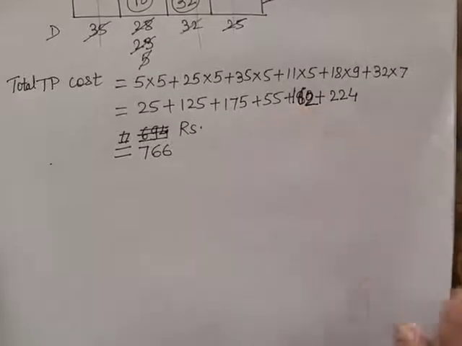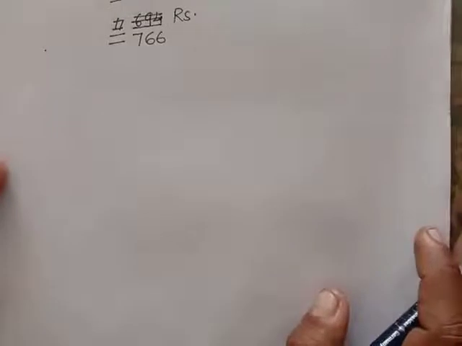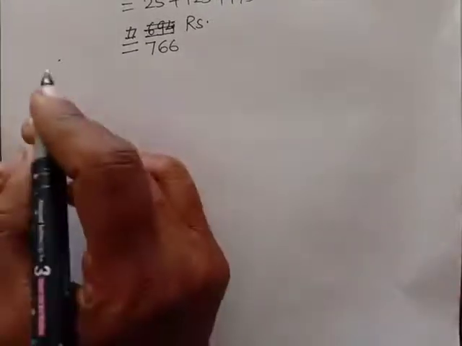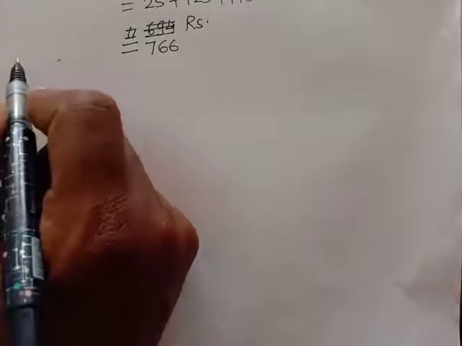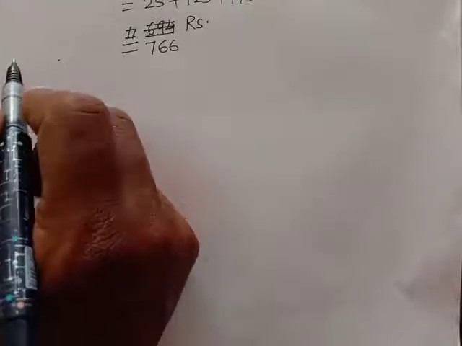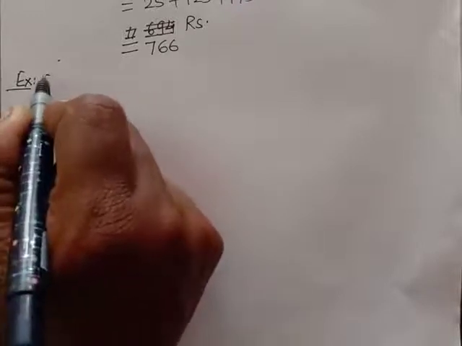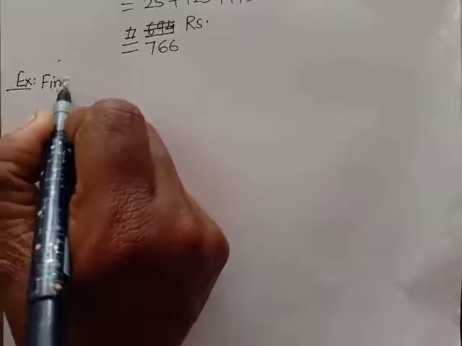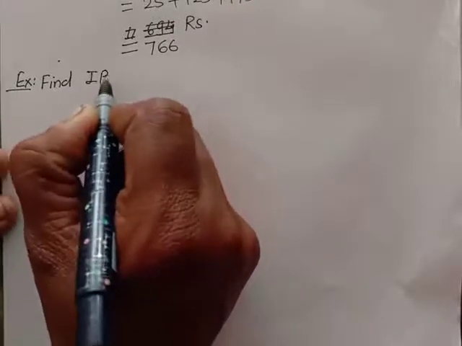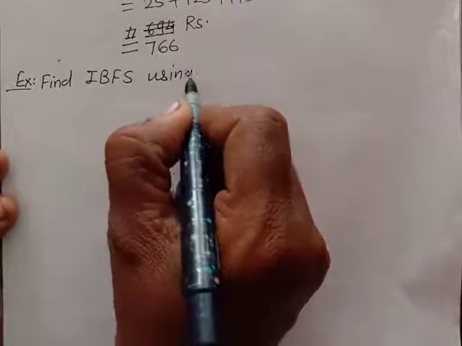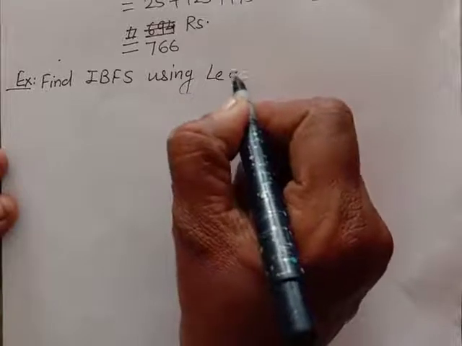Now let's see the next example of the same method. Let me take an example; we will solve that one using the least cost method itself. So example: find the initial basic feasible solution using the least cost method.